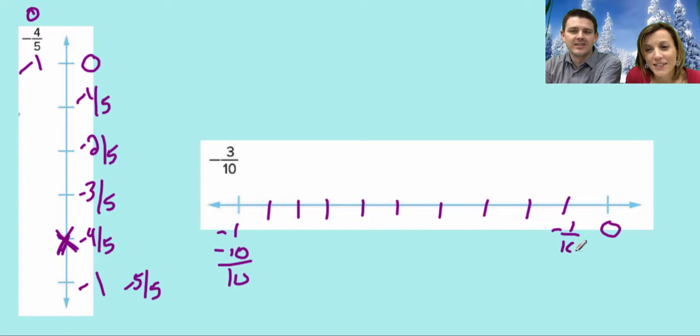Negative 1/10. Negative 2/10. Are you going to allow them to use decimals since it's in tenths? No.